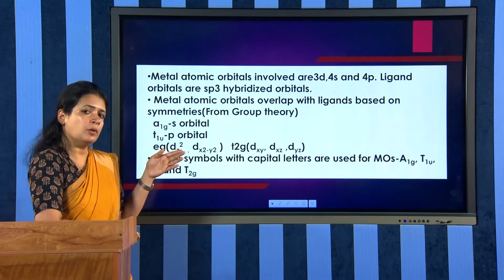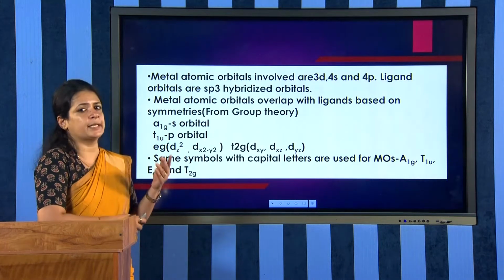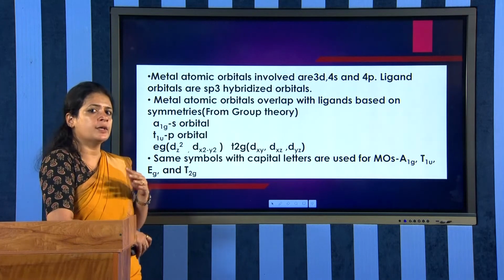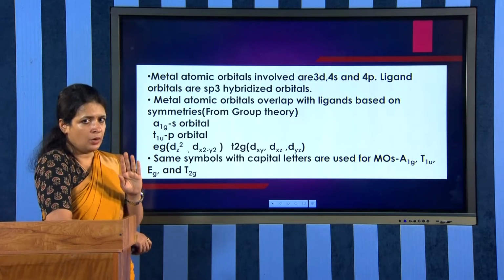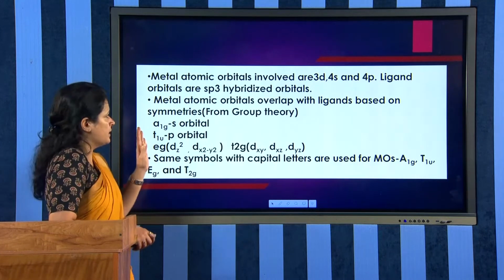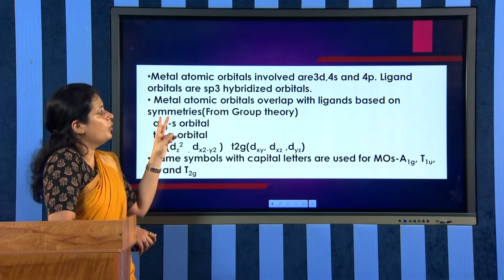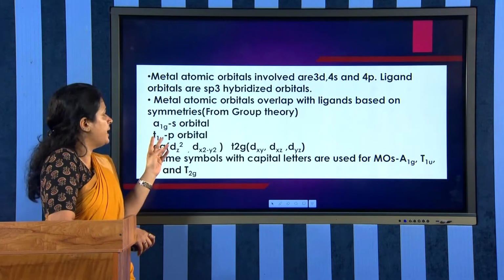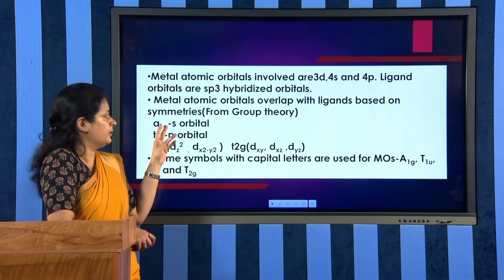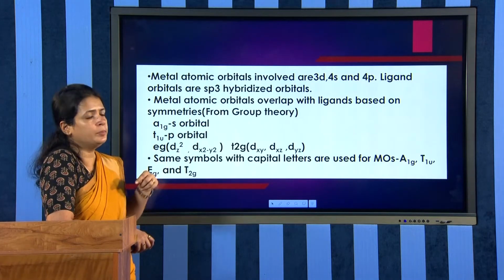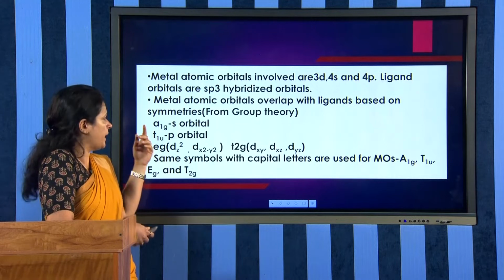If we are discussing sigma bonded complexes, meaning the metal-ligand bond is sigma and not pi at all, only sigma bonded complexes are considered here. So, the metal atomic orbitals overlap with the ligands based on symmetry. This was obtained from the principles of group theory, how the symmetries are matched.